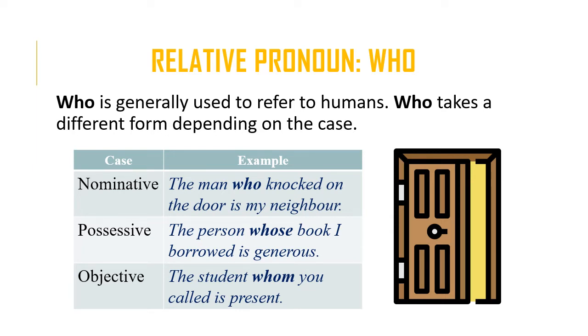So here are some examples. For the nominative, the man who knocked on the door is my neighbor. For the possessive, the person whose book I borrowed is generous. For the objective, the student whom you called is present. So in the first example, the antecedent is man. In the second example, the antecedent is person. And in the final example, the antecedent is student.